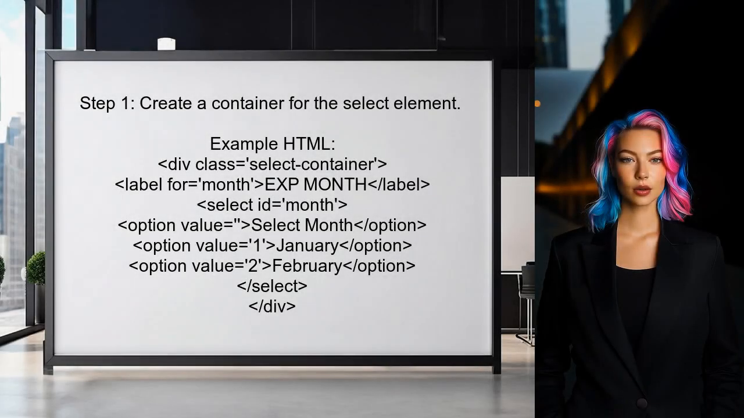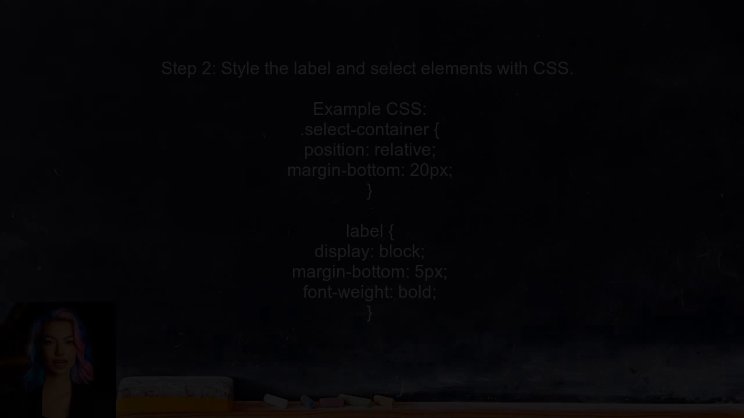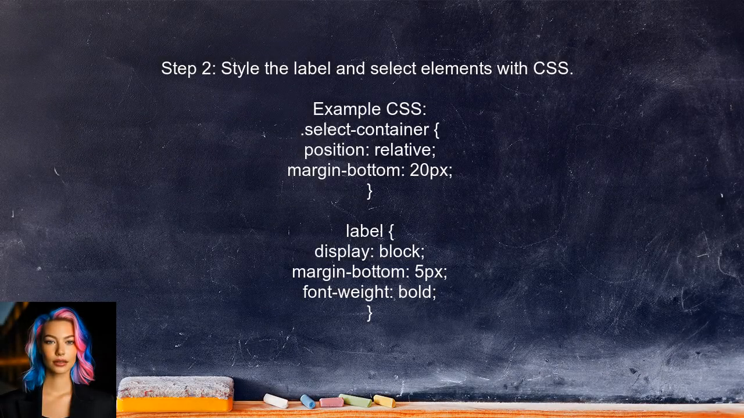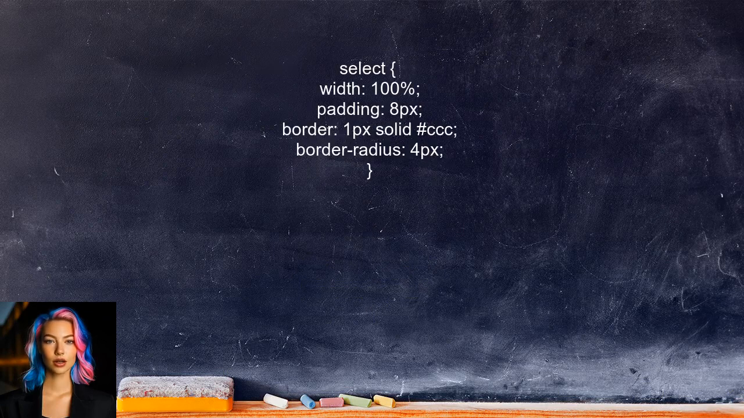To display a label above the value in a select field, the user can use a combination of HTML and CSS. First, they should create a container for the select element. Next, the user should style the label and select elements using CSS. This will help position the label above the select field and ensure it looks visually appealing.